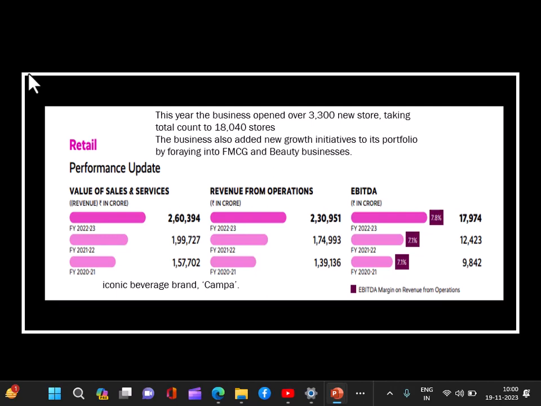So they're adding almost like 10 stores every day. The business also added new growth initiatives to its portfolio for foraying into FMCG and beauty businesses. So this is how they are growing their business in retail.